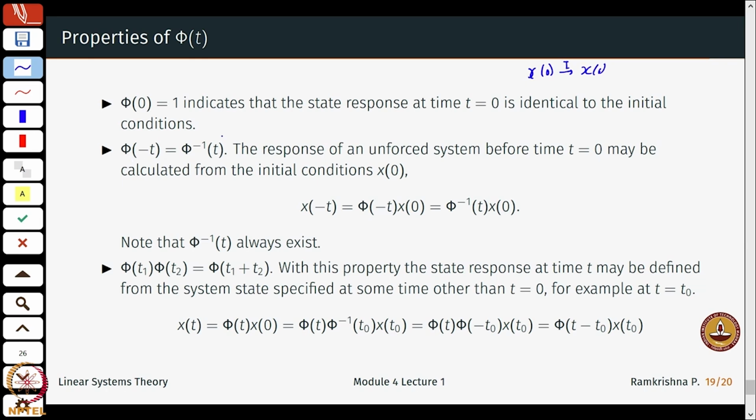Physically, what does it mean? This is the response of an unforced system before time t equal to 0, which may be calculated from the initial conditions. What is my solution? I always wrote it in terms of phi of t: x of t is phi of t times x at 0, assuming the initial time is 0. Now, x at minus t is simply phi at minus t times x 0, and this is phi inverse of t times x 0, assuming that we could actually derive this.